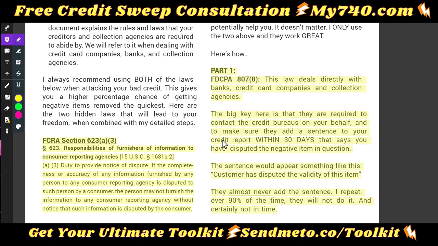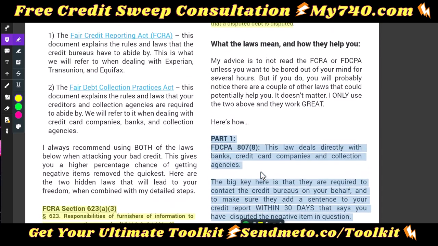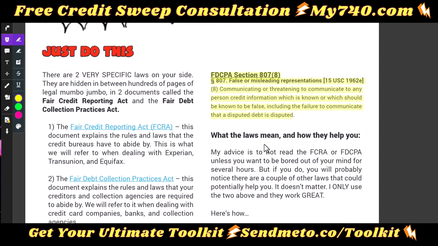So look, if the completeness or accuracy of any information furnished by any person, meaning a data furnisher, to any consumer reporting agency is disputed by you, they cannot report it on your credit report without notice that it has been disputed. That's number 1, all right? Number 2, FDCPA Section 807.8. It literally spells out the same exact thing, including the failure to communicate that a disputed debt is disputed.